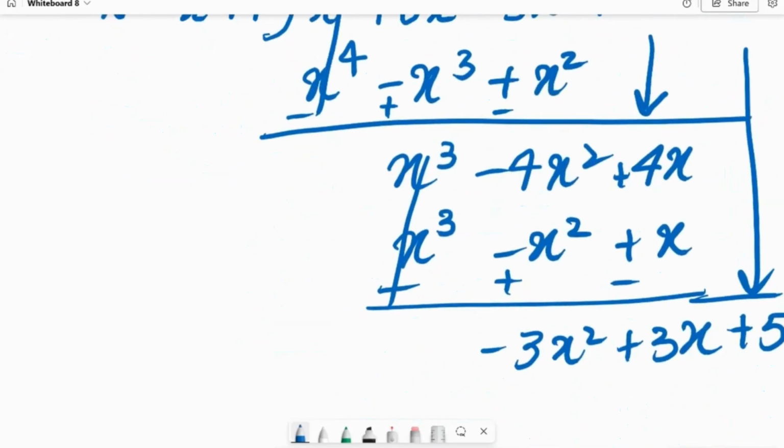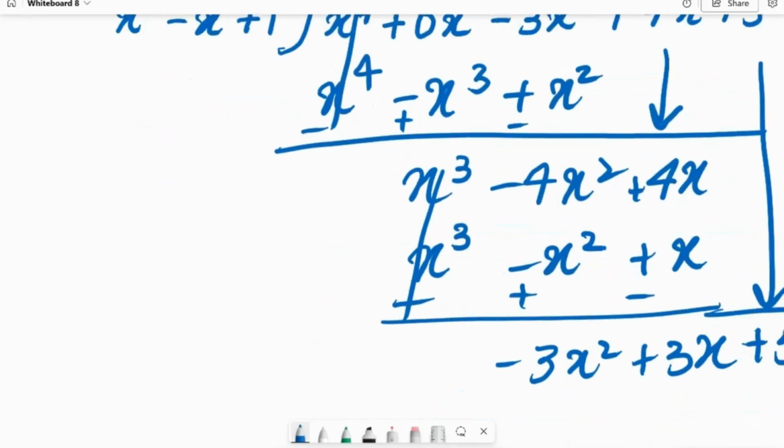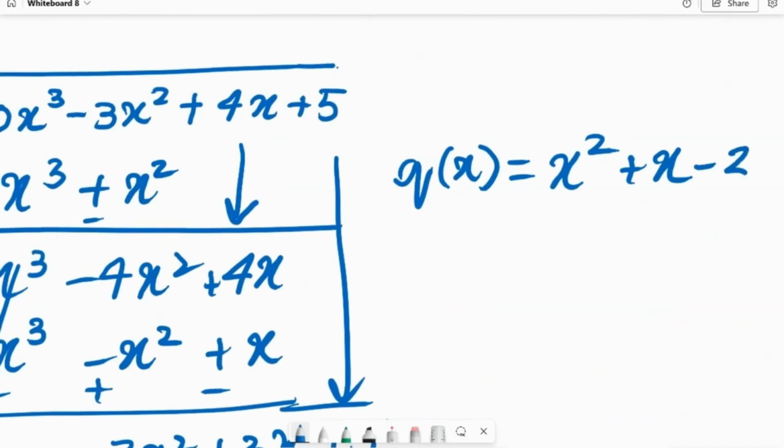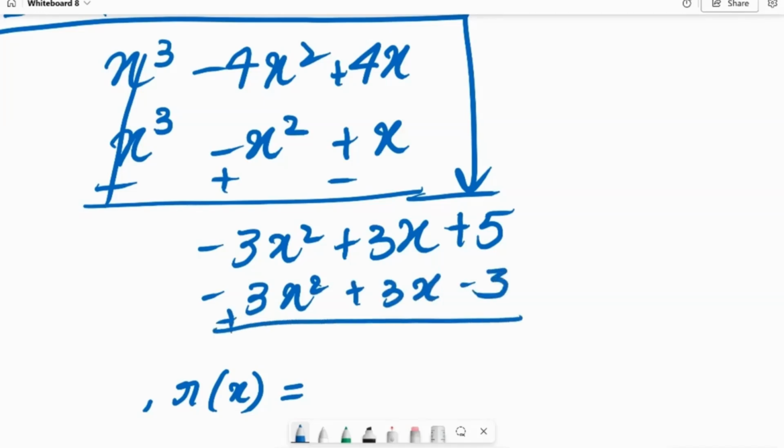And now we have minus x cube. What do we need to multiply to x square to make it minus 3x square? We need to multiply by minus 3. So this would be minus 3x square and plus 3x and minus 3. So change the signs. This would be plus, this would be minus, and this would be plus. 3x square plus 3x square is 0. 3x minus 3x 0. And 5 plus 3 is 8.